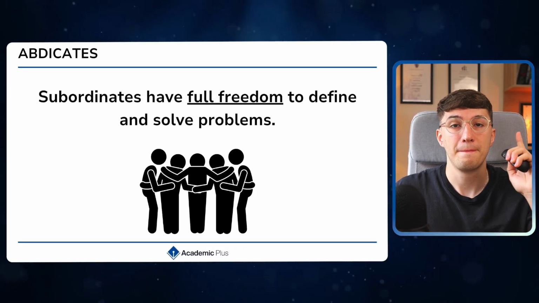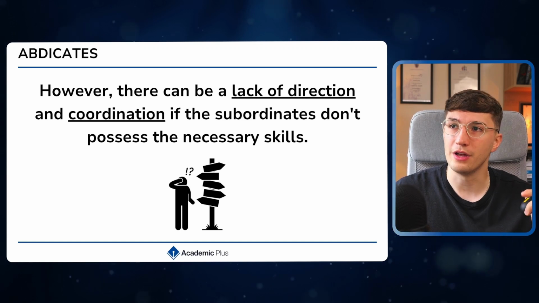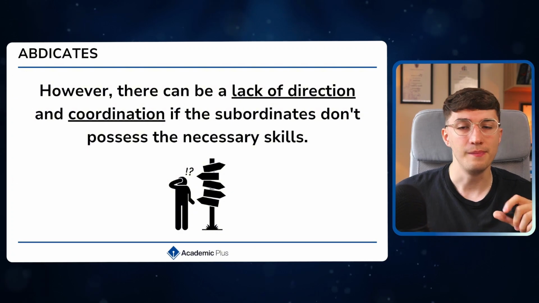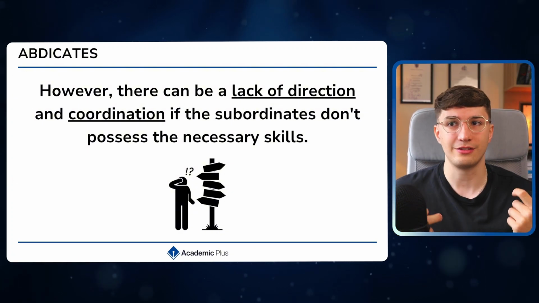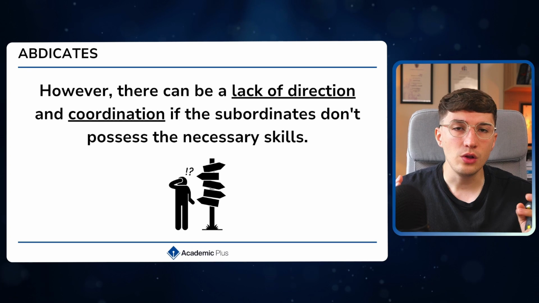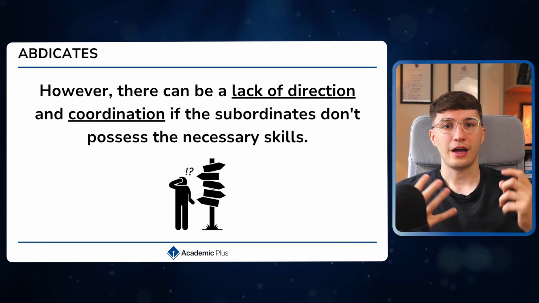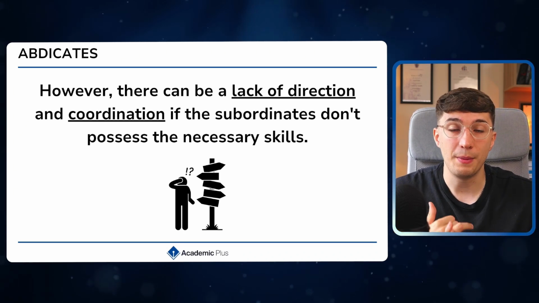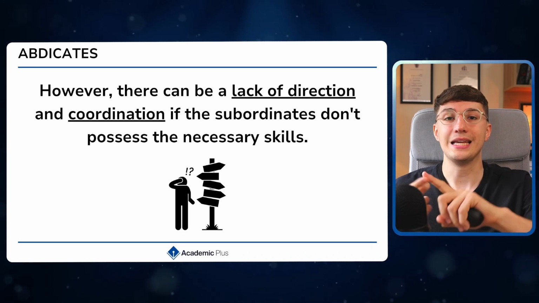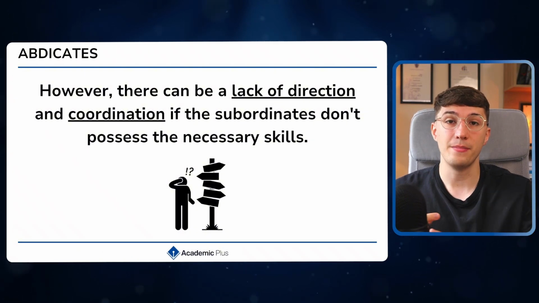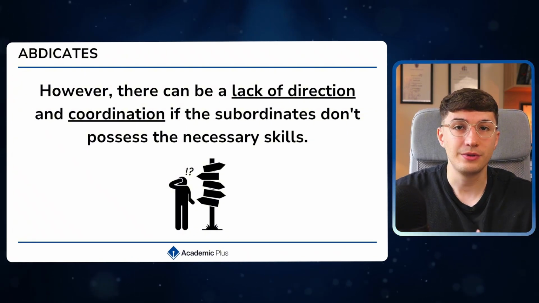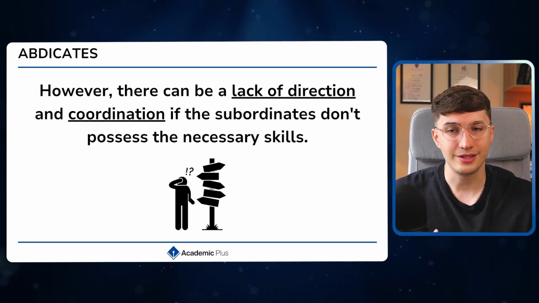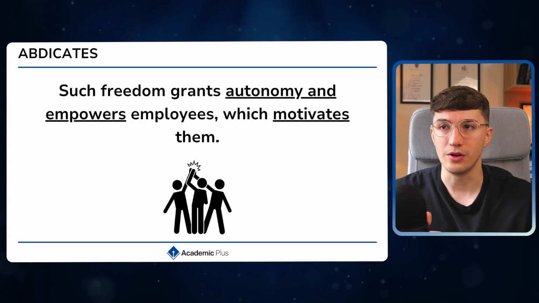But there is a problem with this, because sometimes there can be a bit of a lack of direction, a lack of coordination, especially if your subordinates don't possess the necessary skills. Because when we looked at the start of this session, Tannenbaum Schmidt came up with those three factors, didn't they, of which leadership style will be best: the leader, the subordinates or team members, and the situation. Now, abdicate will only be good depending on the team members, so if they are highly skilled and have a lot of experience.